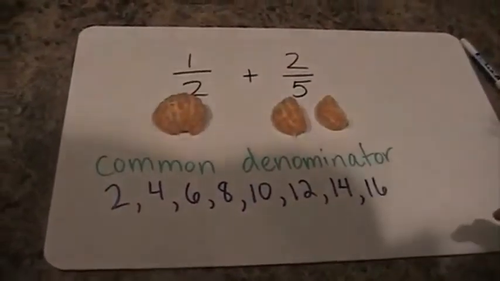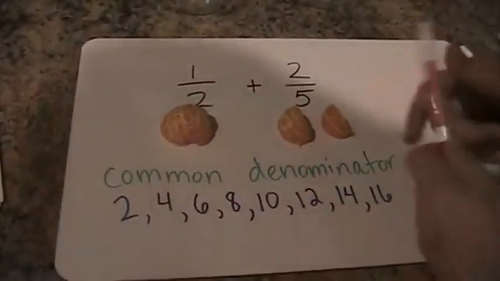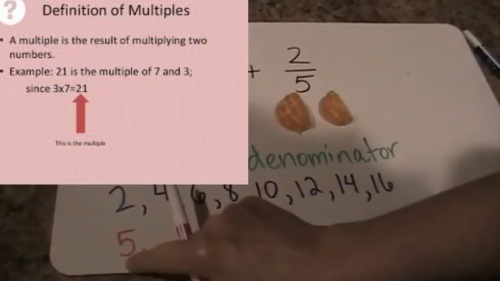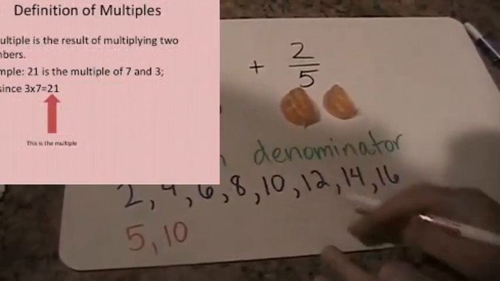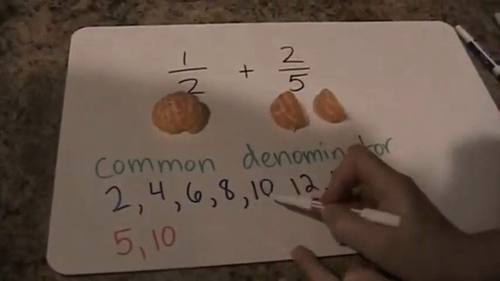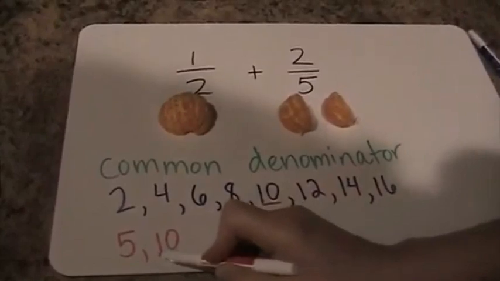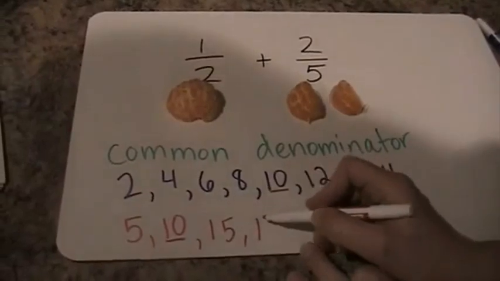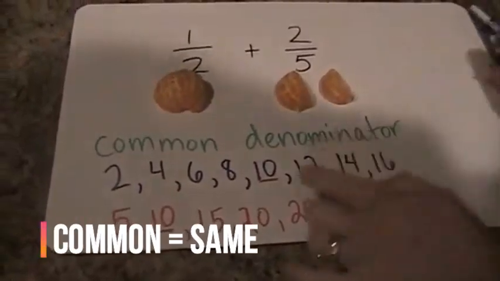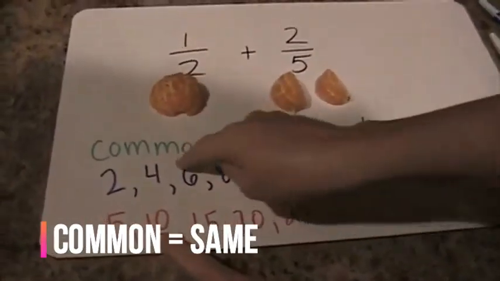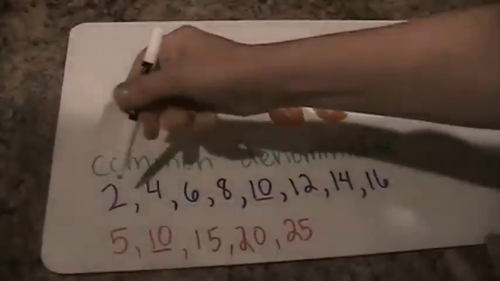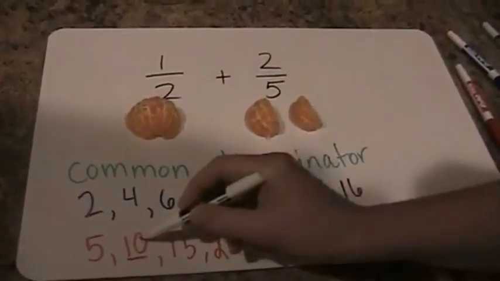Okay? And then I take my next denominator, 5, and I list multiples of 5. 5 times 1, 5. 5 times 2, 10. Well, before I even go any further, I can see that 10 is on both lists. I could keep going. 5 times 3, 15. 5 times 4, 20. 5 times 5, 25. I could keep going, but I already have a common denominator. Common means the same on both lists, right? So a number that's the same on my 2 multiples and 5 multiples is 10.